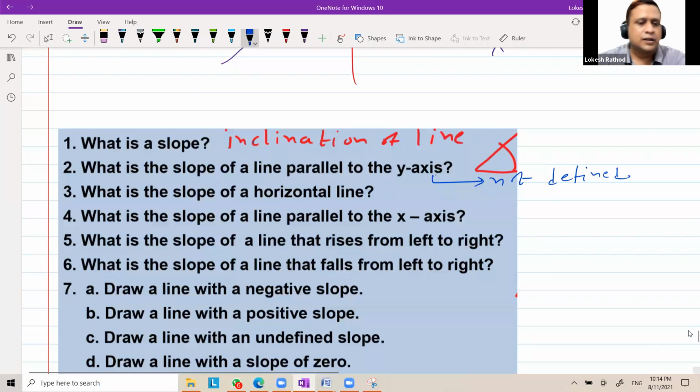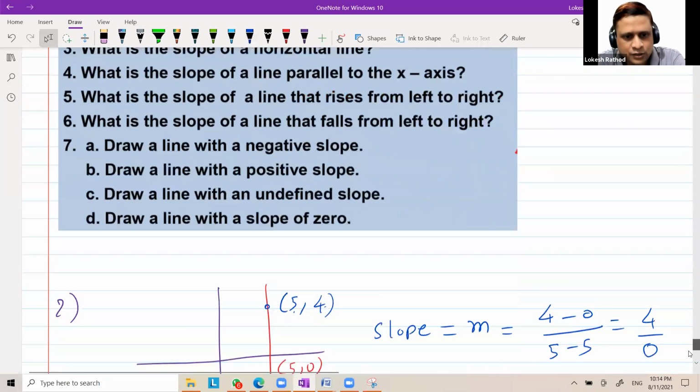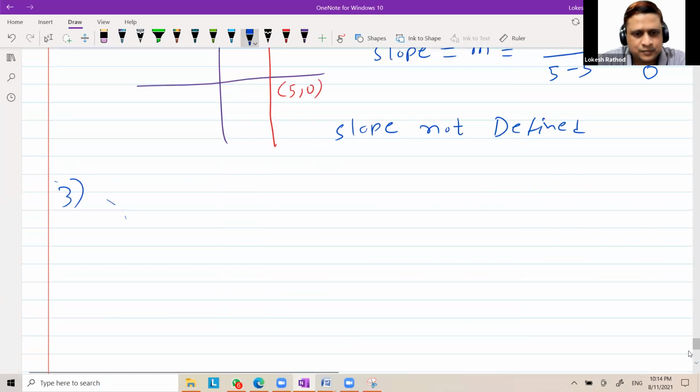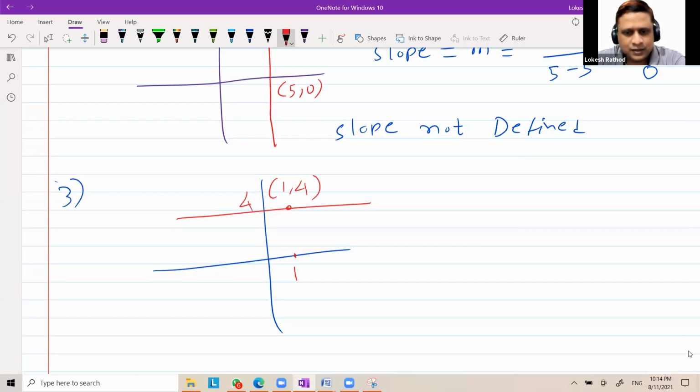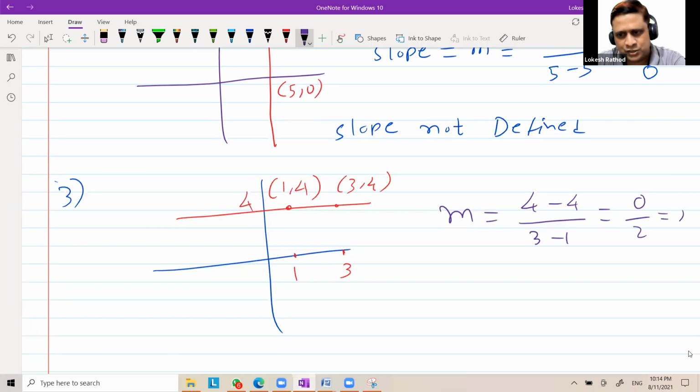Correct? Now, what is the slope of a horizontal line? Let's take an example of a horizontal line. Say there's a horizontal line and I take any two points. Say this point is (1, 4) and this point is (3, 4). So what is the slope? The slope is the difference of y coordinates, 4 minus 4, over the difference of x coordinates, 3 minus 1, which is 0 over 2, which is 0.